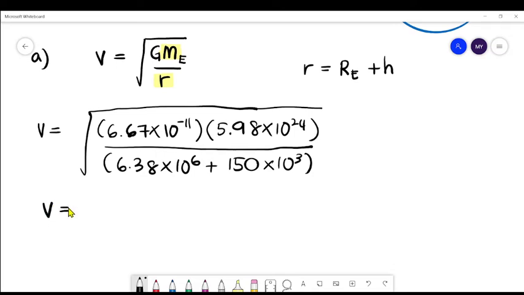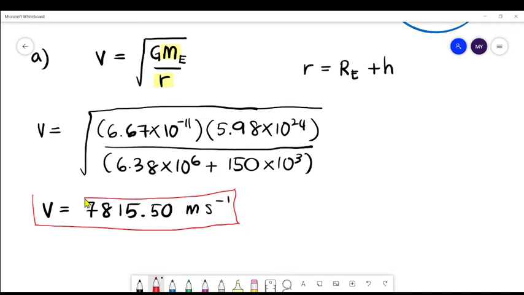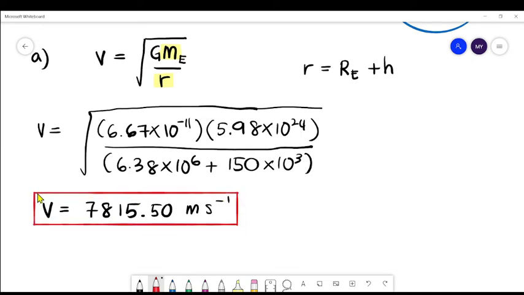Yang mana nilai V kita akan dapat sama dengan 7,815.50 meter per second. So itu jawapan untuk soalan A. Velocity of the satellite in orbit.